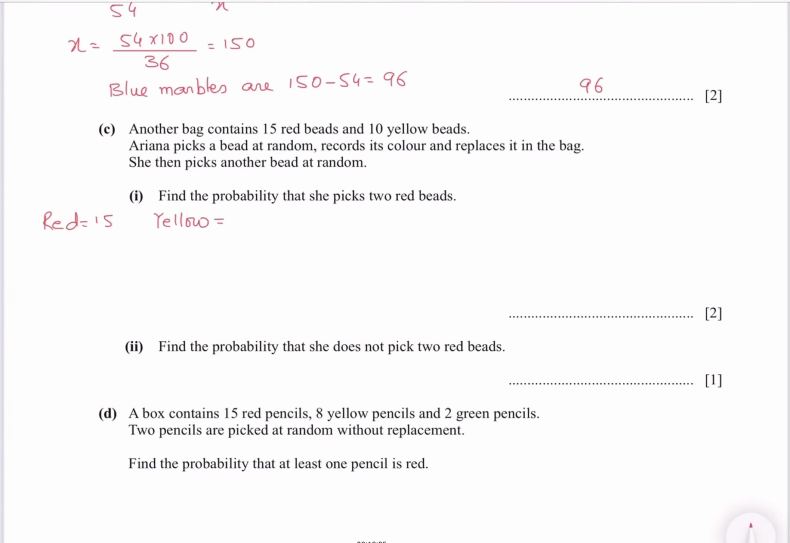So red are 15, yellow are 10, so total are 25. So first she picks the red, so its probability would be 15 out of 25, into, because she replaces it, again she picks red, so 15 out of 25. So this is 9 by 25 answer.